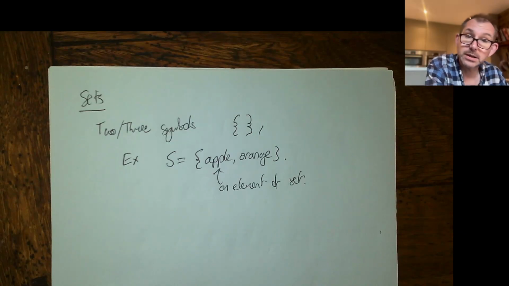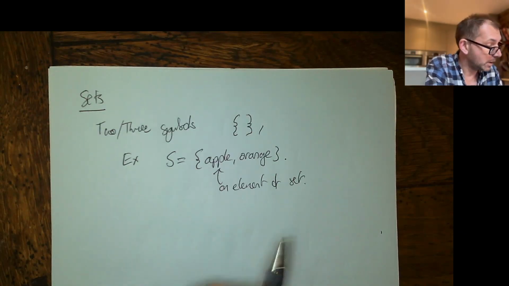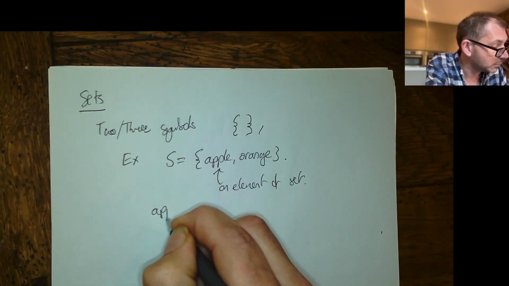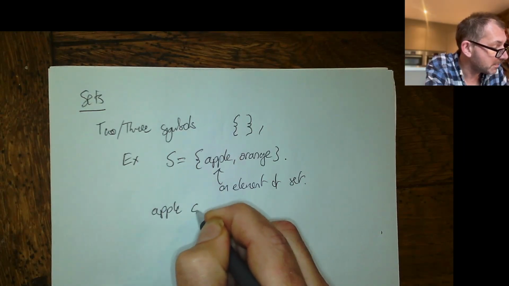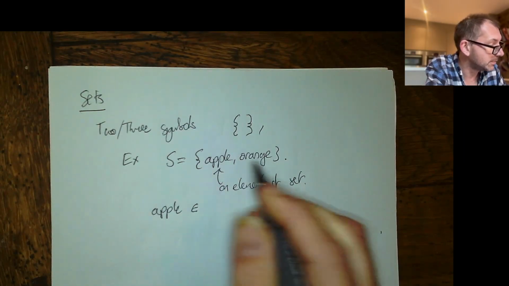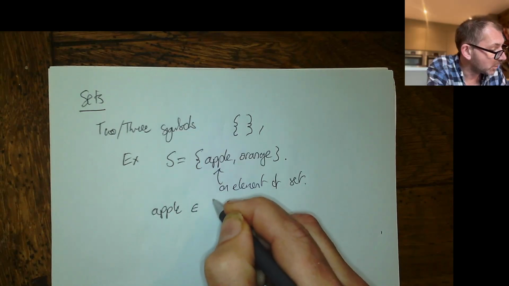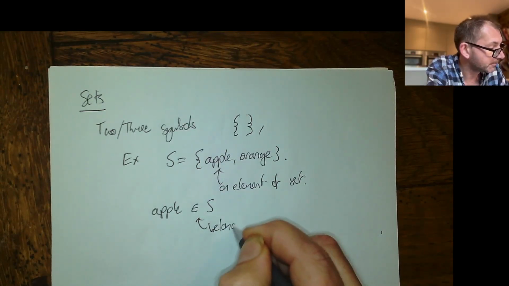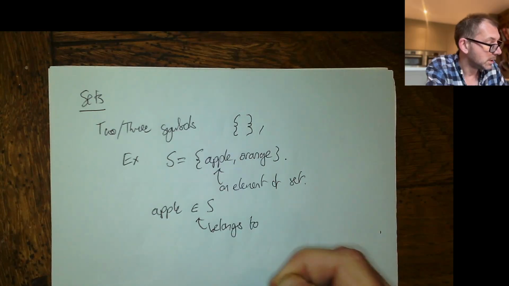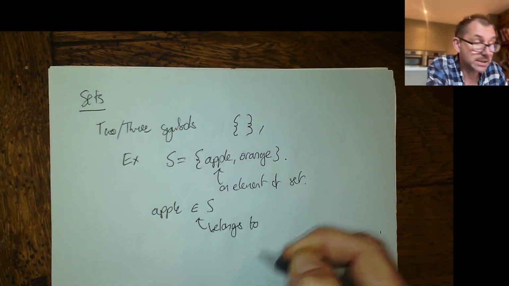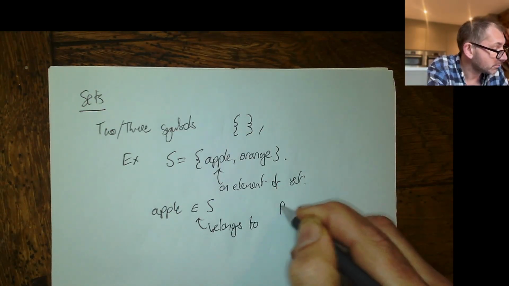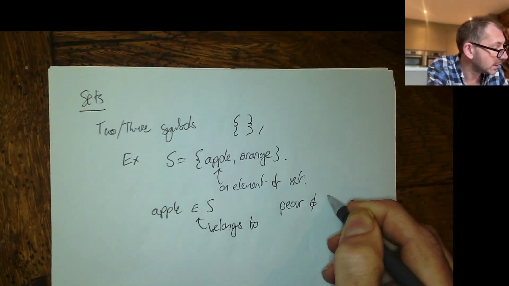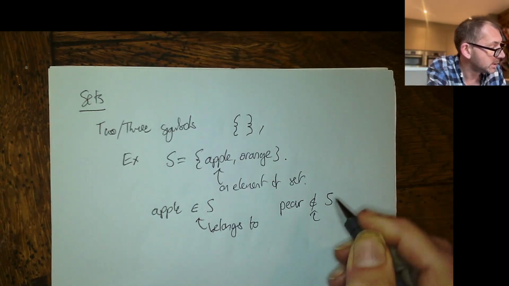And how do we denote an element being in a set? We do it like this. So we say that apple is a member of, so this is a new symbol, apple is a member of S. So this is belongs to. How do we say that an element is not in a set? So we could say pear is not an element of S, does not belong to.